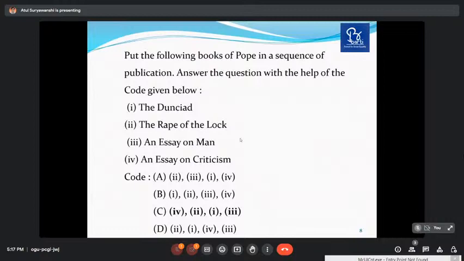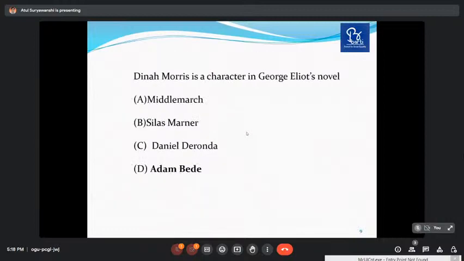So one point is very important here: we should study the works according to chronology. It is asked in the examination to arrange the works according to the dates of publication. So please see this and study the novels, poetry, drama, essays, and non-fiction in chronological sequence. Learn it by heart. The very next question here in the series.